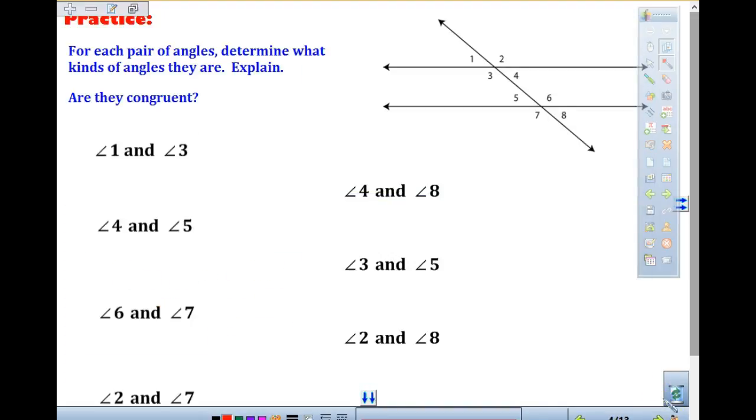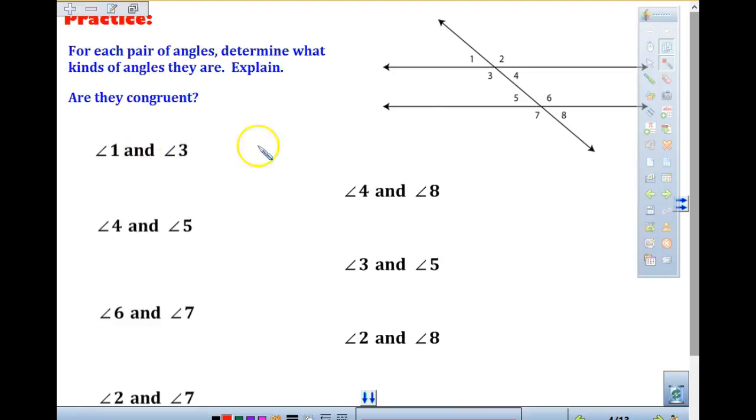So it says, for each pair, determine the kind of angles and then tell if they are congruent or not. So the kind of angles, that is where we're talking about vertical, alternate interior, alternate exterior, corresponding, same side interior, and same side exterior. Those are kind of your 6 choices. And notice it says, are they congruent after you take a look at it? So right now, I just want you to try and write down as many of the names as you can.